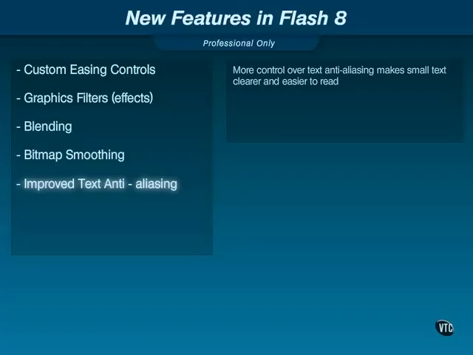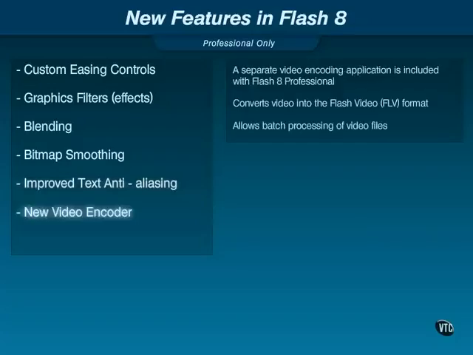Next, Flash 8 gives us improved text anti-aliasing. Anti-aliasing is a method to remove jaggy edges on curved portions of text. Say the bottom of this G here. And Flash 8 gives us improved ways to do this. It gives us a few different options that we can choose.